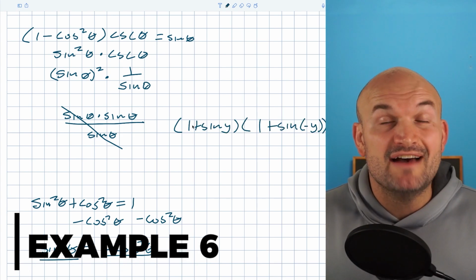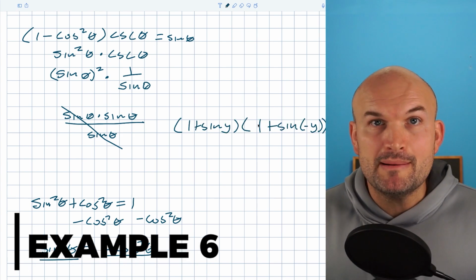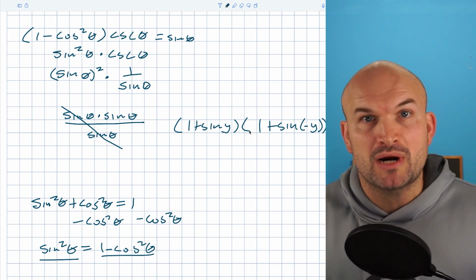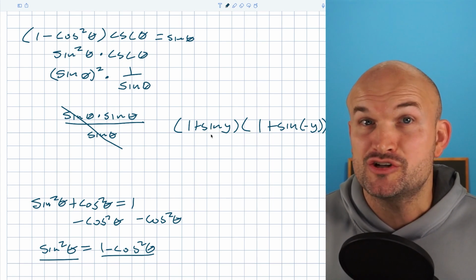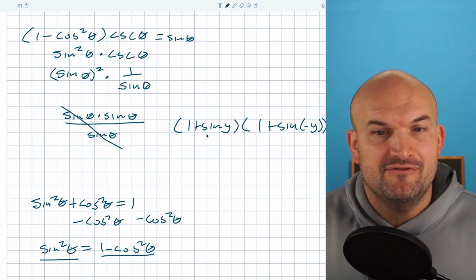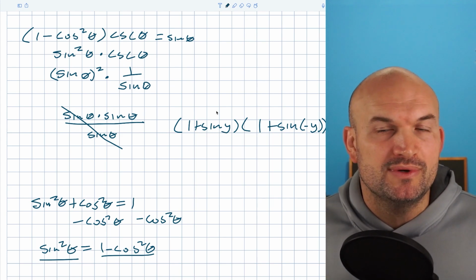All right, in this example, you can see I have a binomial times a binomial. So remember, you're going to want to apply the distributive property. And if it's difficult or confusing to use the distributive property with a trigonometric function, you can also just use a variable or a number just to help you get over the hump.